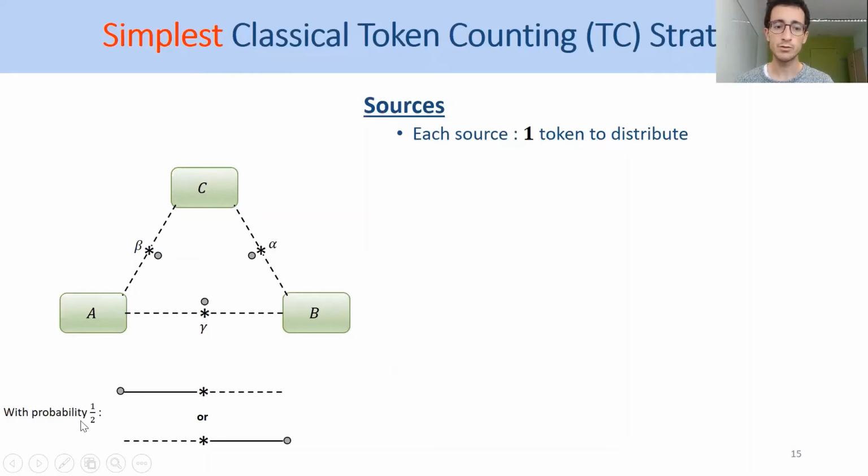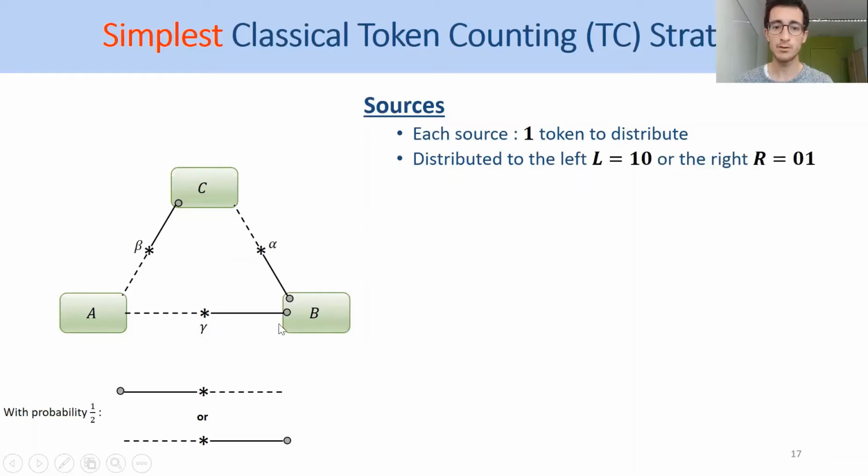And it will distribute it either to the left party or to the right party with probability 1/2. So for instance, in this case, beta is distributed to Charlie and alpha is distributed to Bob, so to the left party, and gamma to the right party, Bob also. So this is for the source. I can also use a quantum description for this classical state, which is given there.